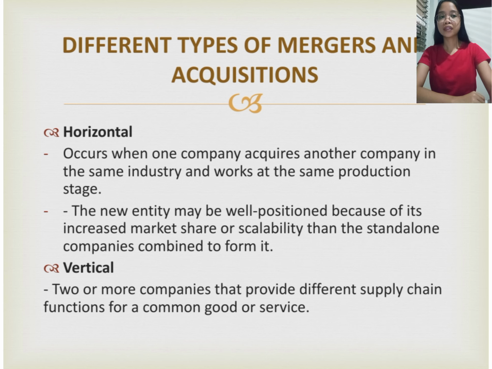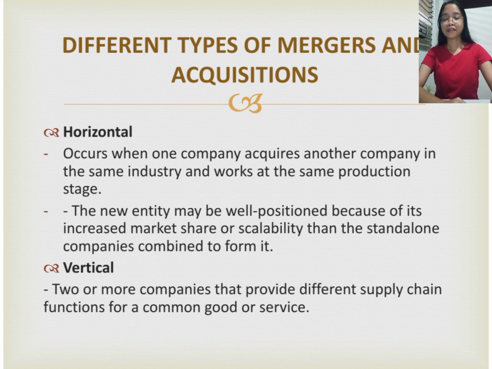We have different types of mergers and acquisition. First is horizontal. Horizontal occurs when one company acquires another company in the same industry and works at the same production stage. The new entity may be well positioned because of its increased market share or scalability than the standalone companies combined to form it.